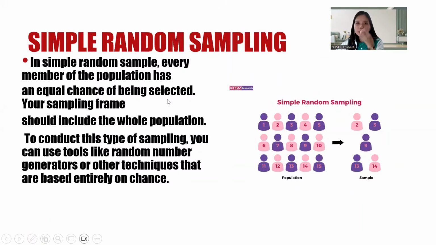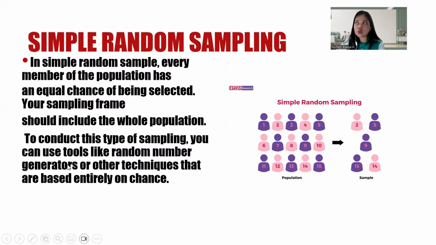So what is a simple random sampling? In simple random sampling, every member of the population has an equal chance of being selected. Your sampling frame should include the whole population. Take note about this one. Sampling frame should include the whole population. So, if your population is all the students in SLC Hinunangan, then you need to have the list of all students here in Hinunangan. To conduct this type of sampling, you can use tools like random number generators or other techniques that are based entirely on chance. So, entirely on chance.